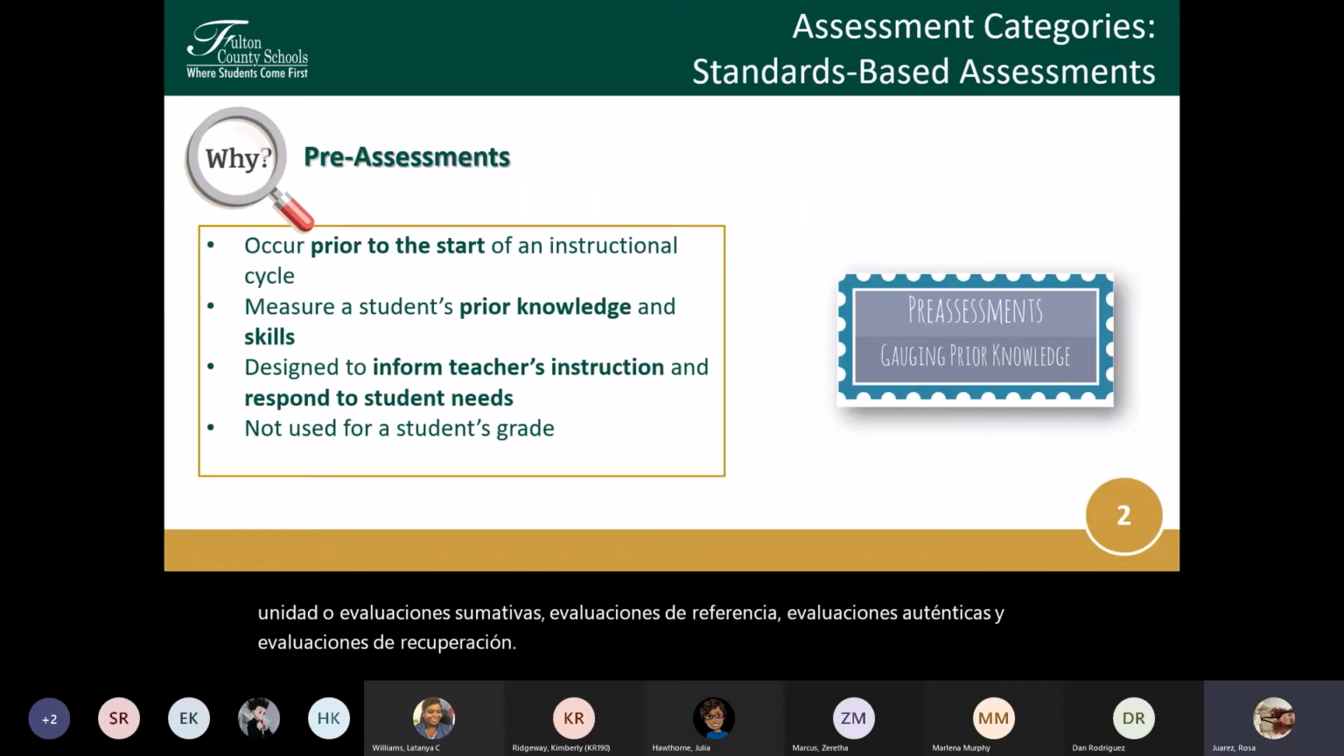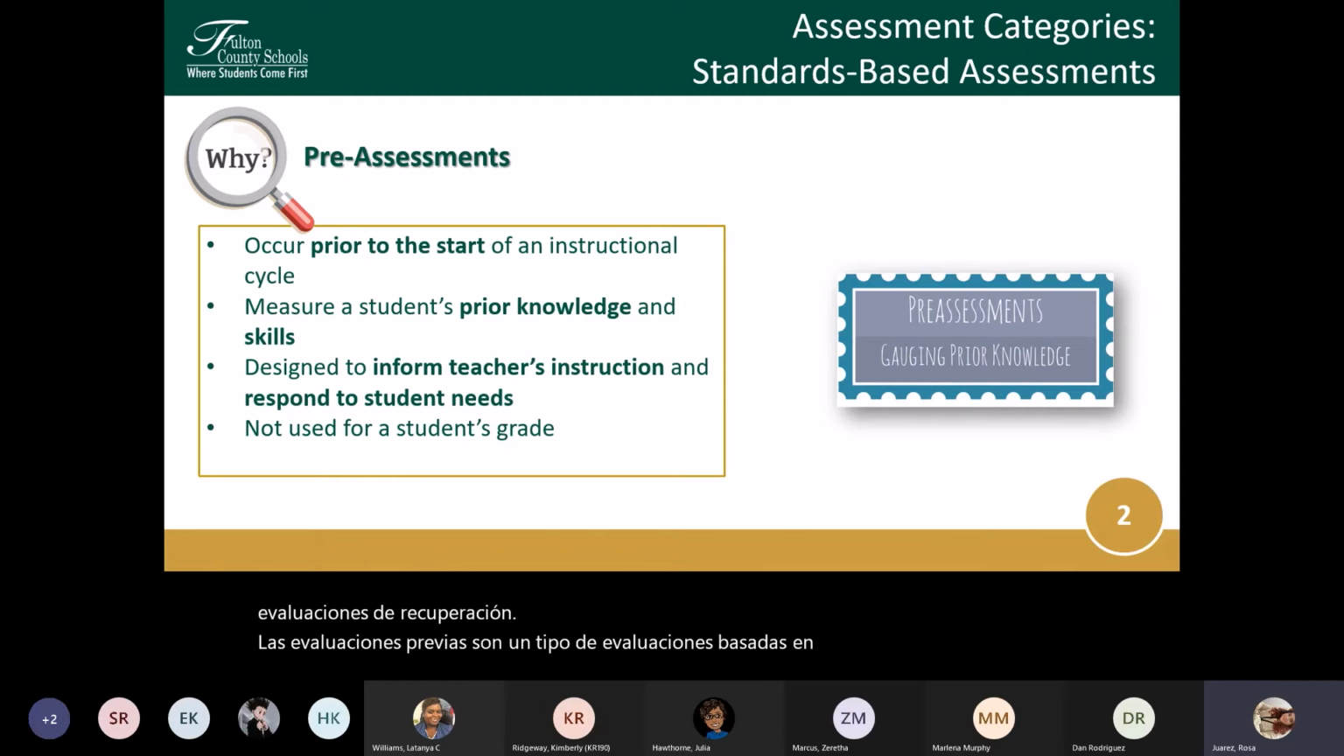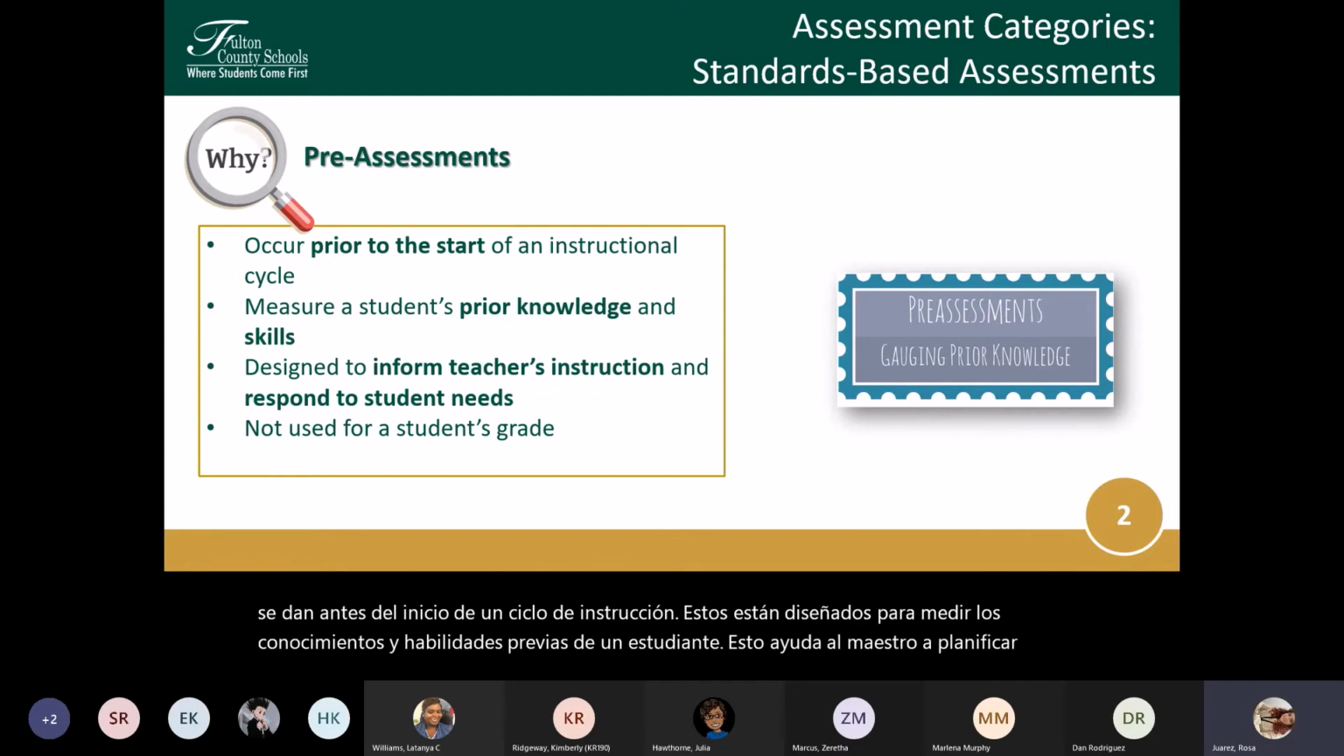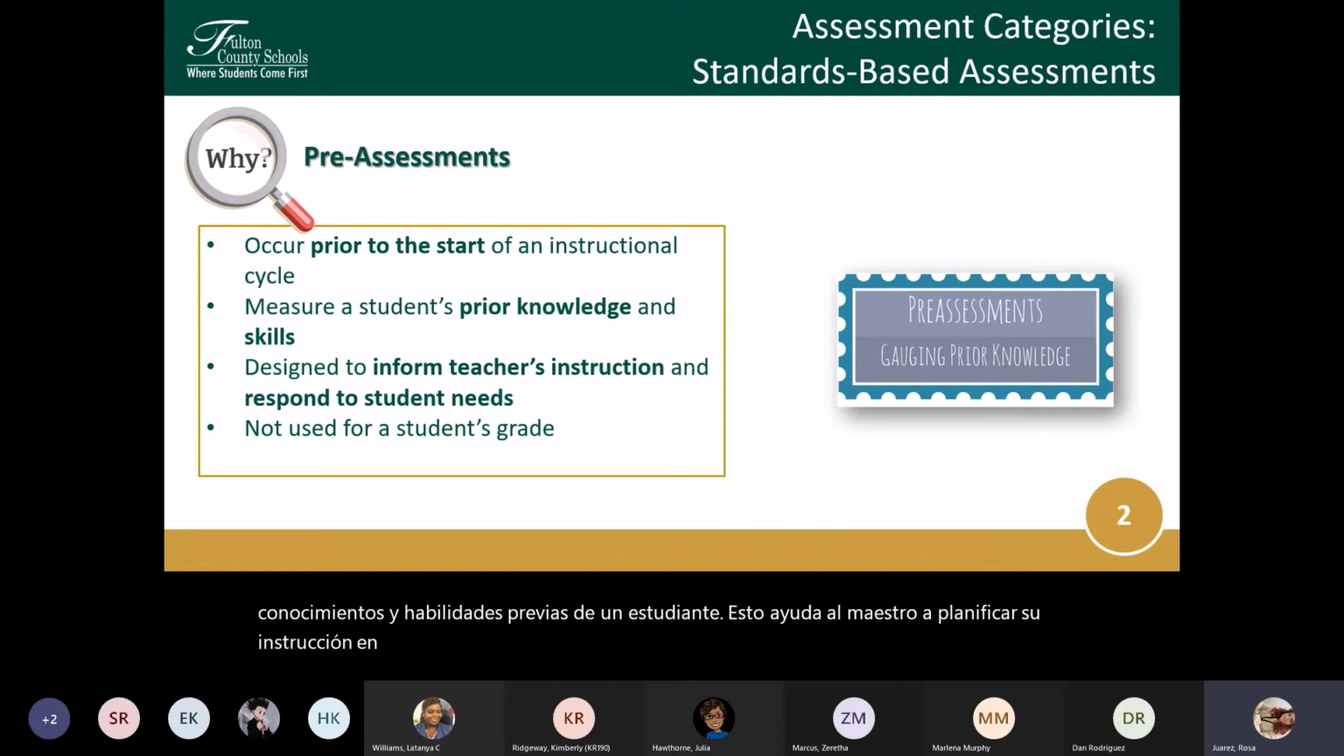Pre-assessments are a type of standards-based assessment and are given before the start of an instructional cycle. These are designed to measure a student's prior knowledge and skills. This helps the teacher to plan their instruction in response to students' needs. Pre-assessments can be used in all grades or courses and are teacher-driven. Remember, they are given before standards have been introduced, so they are not used to determine a student's grade.